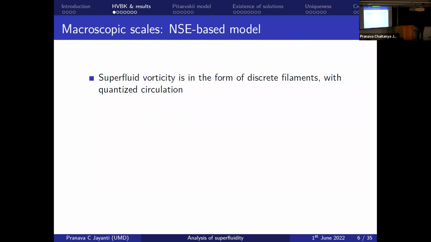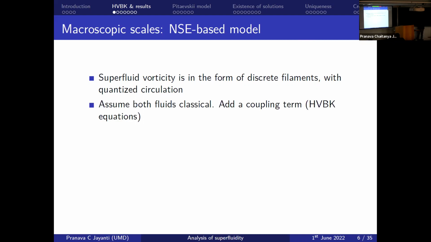Okay, so now I'm going to present the first model that's called the Hall-Vinen-Bekarevich-Khalatnikov HVBK model. Okay. So normally superfluid vorticity is in the form of discrete filaments, and the circulation around these filaments is quantized. So it can take discrete values. It can't just be anything you want, like in classical fluids.